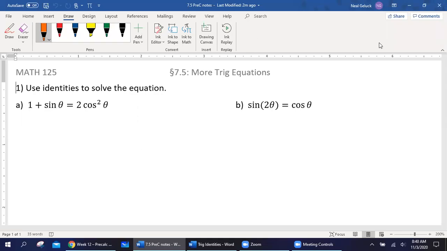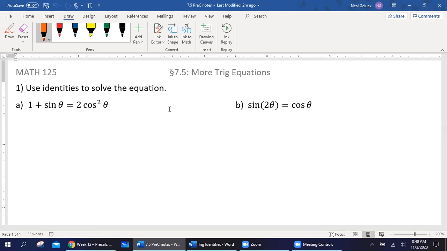For section 7.5, we're looking at more trig equations. We're going to use a few different techniques in this section that we did not do in the last one. We're going to use identities. We can always plug in an identity. Basically, we're doing a substitution here.